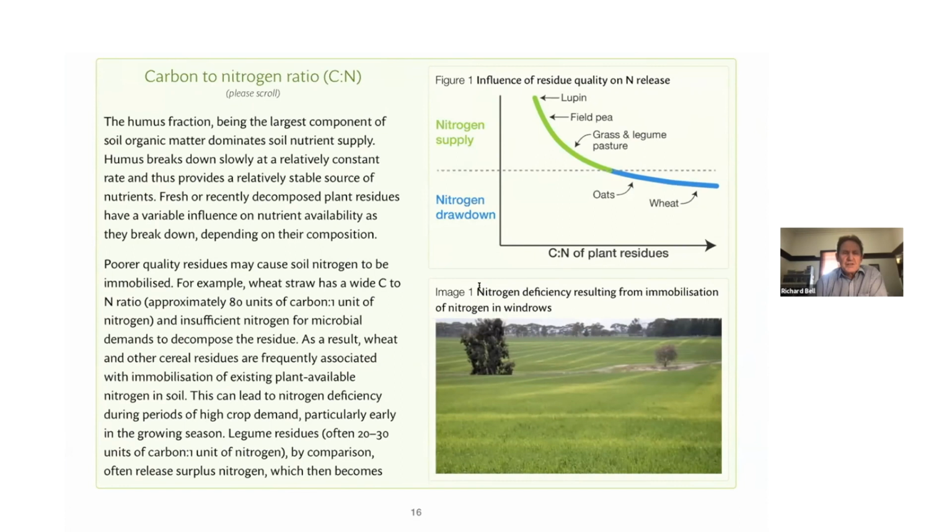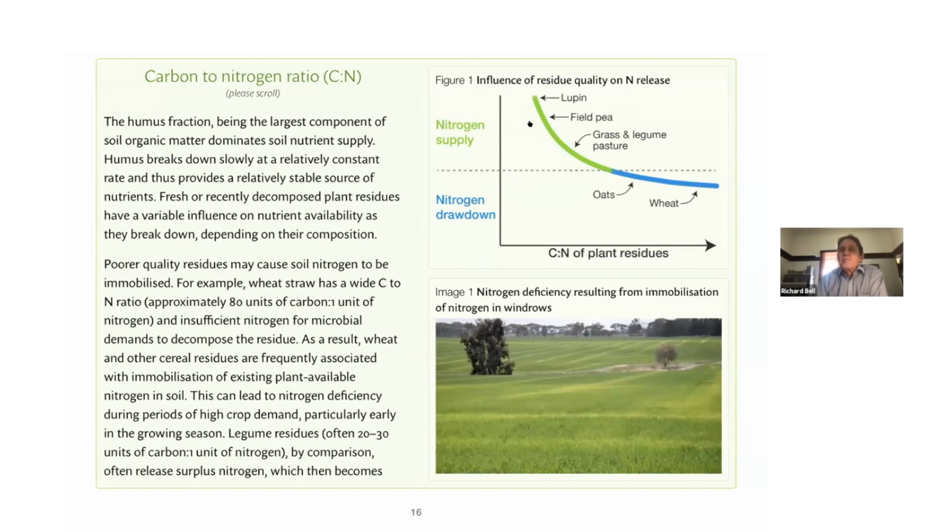In soils, the carbon to nitrogen ratio is generally in the order of about 10 to 12. So if you do a soil test and you compare the carbon and the nitrogen levels, you'll find the ratio comes out at about 10 to 12. But when we add material to the soil, it may have vastly different C to N ratios.